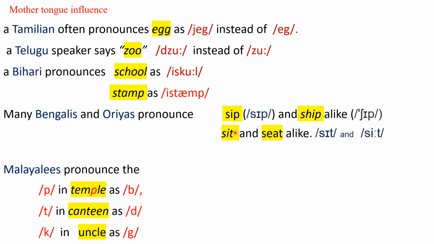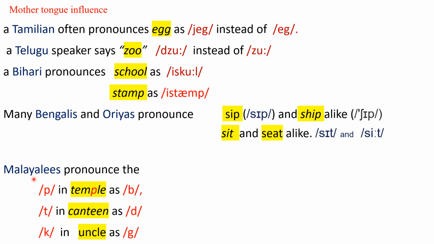They also pronounce these words alike, but they are quite different: sit and seat. They pronounce both the same, sit, sit, so it's not the correct pronunciation. This is also, as we see, the influence of their mother tongue on English.